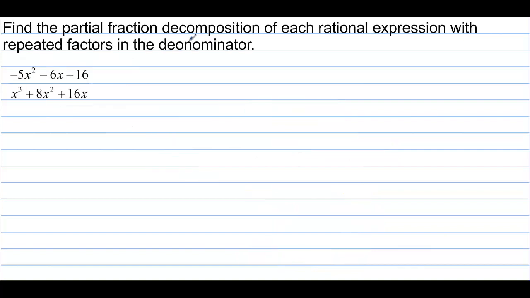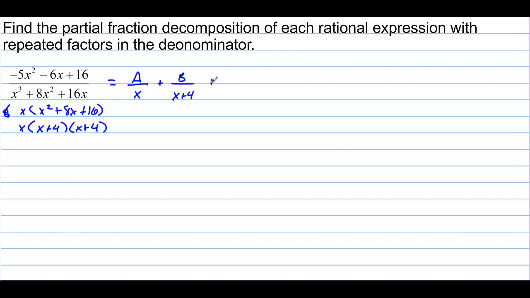Find the partial fraction decomposition of each rational expression with repeated factors in the denominator. Well, the top power is smaller than the bigger power, so we don't have to divide here. We can factor the denominator by taking an x out, and we have x squared plus 8x plus 16. And this factors into x plus 4 and x plus 4. We can write this as a over x plus b over x plus 4.